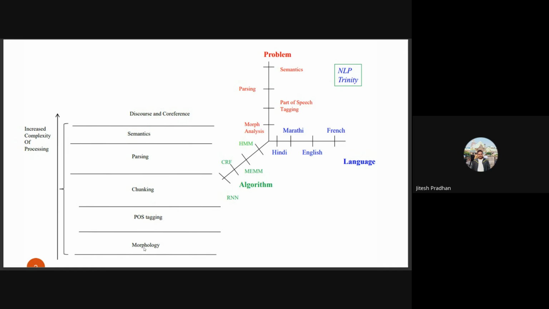Now the complexity increases as the processing increases. Morphological analysis is very easy. Then POS tagging, chunking, parsing, semantic analysis, discourse and that type of thing will be more complex. The complexity increases when the processing increases.